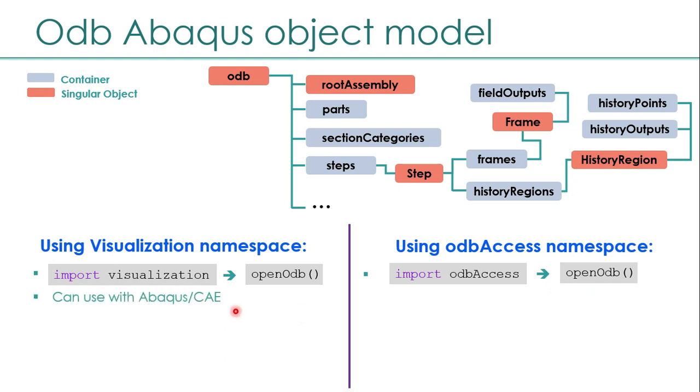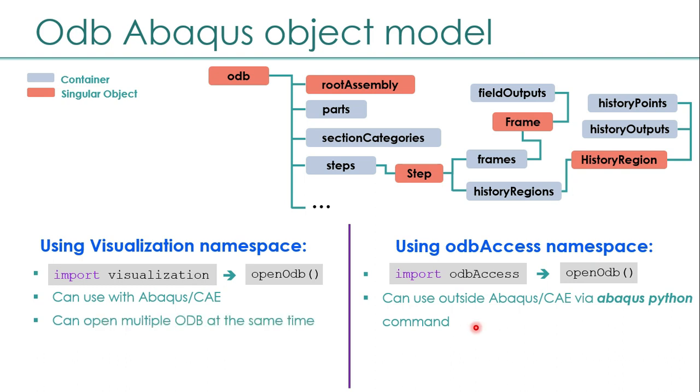Another difference is you can use this visualization module in Abaqus CAE. If you are running any script in Abaqus CAE, then you can use this visualization line. But you can use the ODB access module outside Abaqus also. This visualization module you cannot use outside Abaqus CAE. Outside Abaqus CAE means using the Abaqus Python command. In the last lecture we saw how this Abaqus Python command is useful. Basically, it doesn't require any Abaqus license. That means you can use the ODB access module outside Abaqus and work with the output database file.